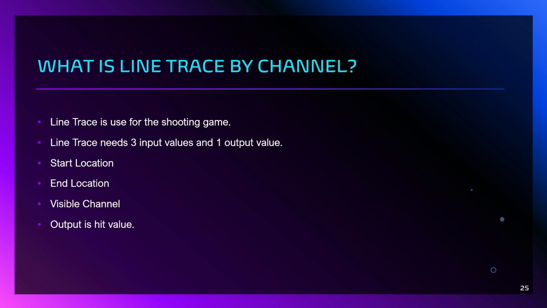First value is the starting location where our bullet will be spawned. Second value is the ending location where our bullet will be hit, just like wall or enemies. Third value is visibility channel that detects the collision. I will show more in the upcoming lecture. And last is the output value, which is a hit value: what will be the impact on that location where our bullet will be hit.